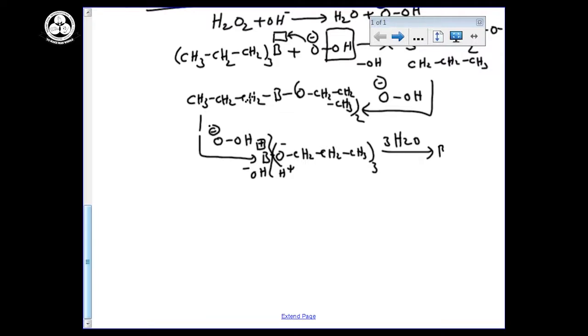So B(OH) thrice plus 3 moles of CH3CH2CH2OH. We are getting primary alcohols. Here we are following the anti-Markovnikov rule.